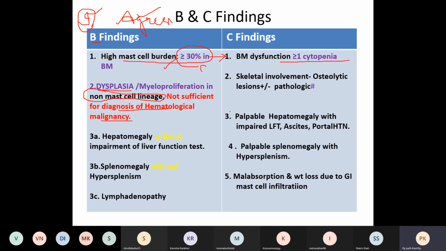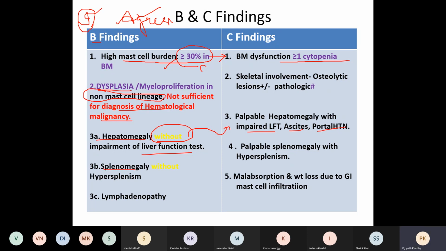Okay. Now next, there should be hepatomegaly, but there is no impairment of LFT. What can be the critical finding of this? This is the borderline, right? So what can be the critical here? It will be with liver function test failure. So here there is hepatomegaly with impaired LFT, that is liver function test, causing what? Ascites, portal hypertension, esophageal varices, hematemesis, all those things.